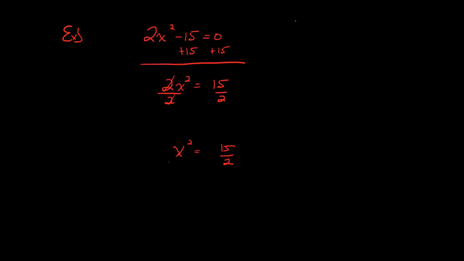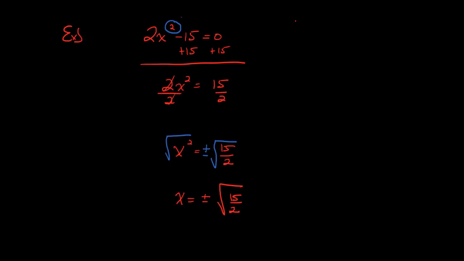But in order to solve, I have to get rid of that square, and the opposite operation of the square is the square root. But when I take the square root of both sides, I have to add the plus or minus. So this implies that x equals plus or minus the square root of 15 over 2. So we're going to get 2 solutions there, and that's indicative of the fact that this is a square term.